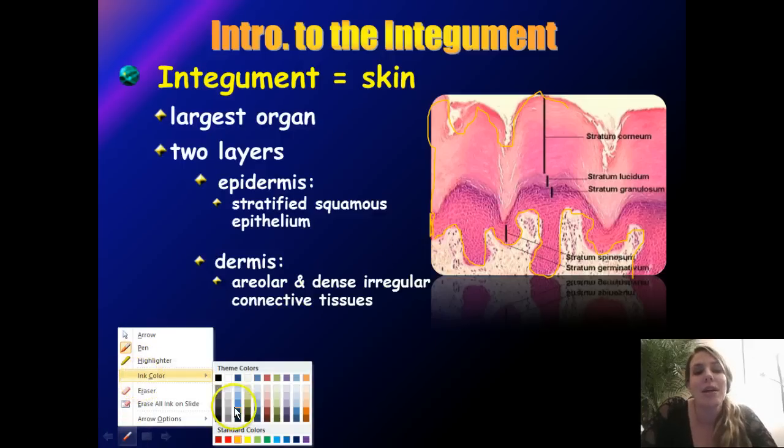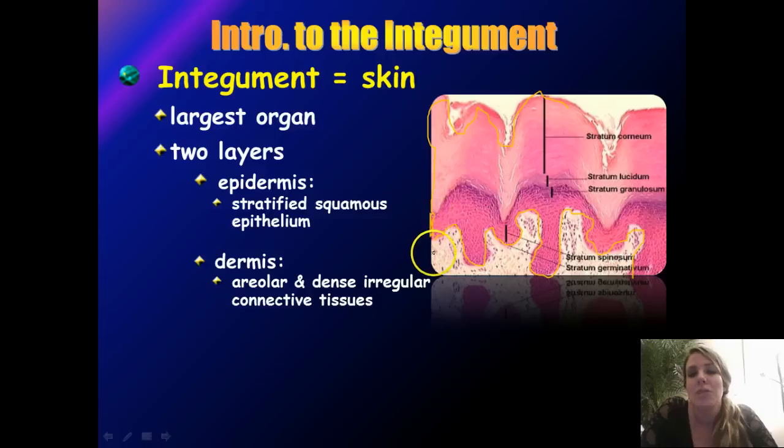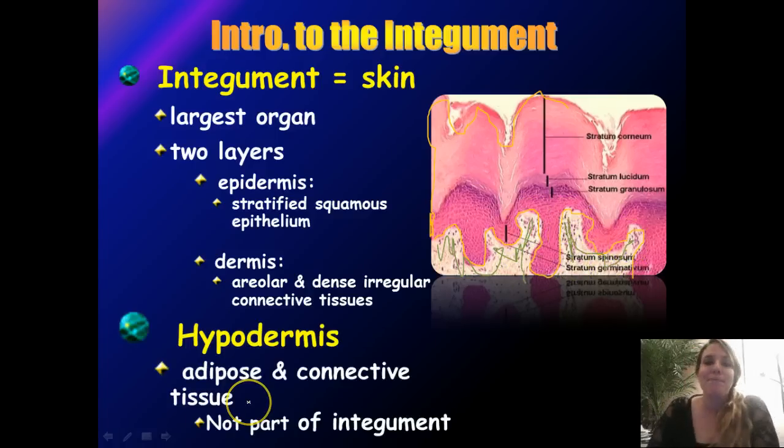Changing colors again here, let's make it green. I'm just going to kind of color in the dermis area here. So all this is connective tissue beneath that epidermis. So that is the dermis. Now, not shown on this picture, but below all of that is another region that is technically not part of the integument, and that is called the hypodermis. And you know the prefix hypo means below, so this would be below the dermis. And this is your subcutaneous fat, your subcutaneous tissue.